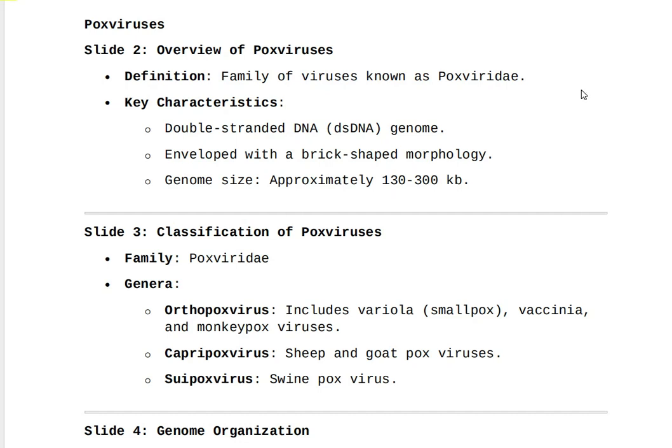So, for the pox viruses, there are many under this category. Characteristically, they are linear, double-stranded DNA viruses. They have a brick-shaped envelope, and the size of the genome is approximately 130 to 300. So, they are rather among the larger viruses.